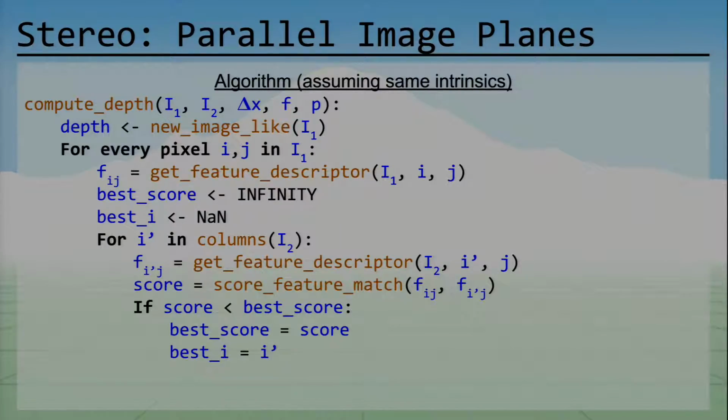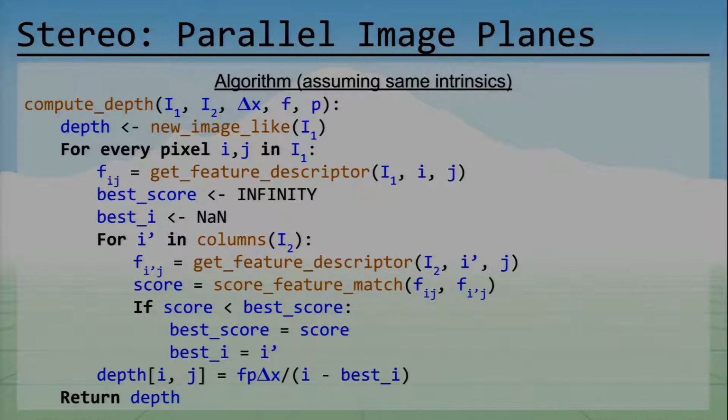And what we're going to do is get a feature descriptor for each one of those. We're going to score the match between the two feature descriptors, so our original feature in the first image and our feature in the second image. We figure out which one is the best score. Once we've found the best one, we can again compute our depth here. And here we're multiplying this again by the focal length and the pixel pitch just to convert our delta x from meters to pixels.